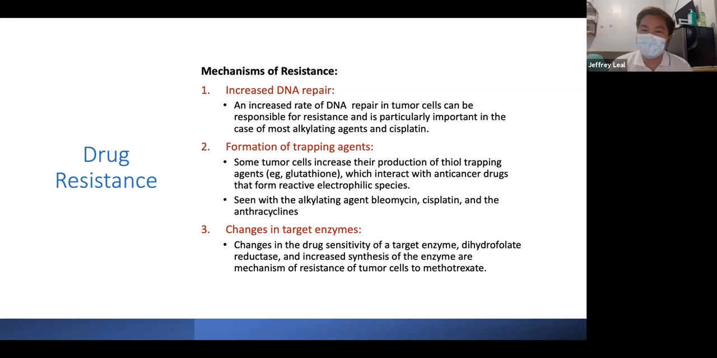Ang ginagawa namin, nagdo-drawing kami ng Chemoman, if you're familiar with Chemoman. So lahat ng mga toxicities nila, mga adverse effects, draw. Mamaya papakita ko sa inyo.